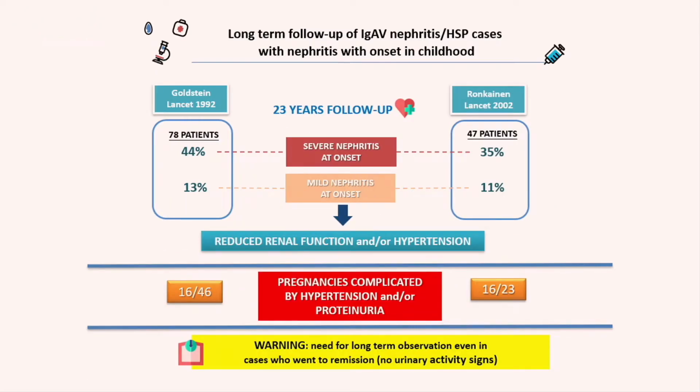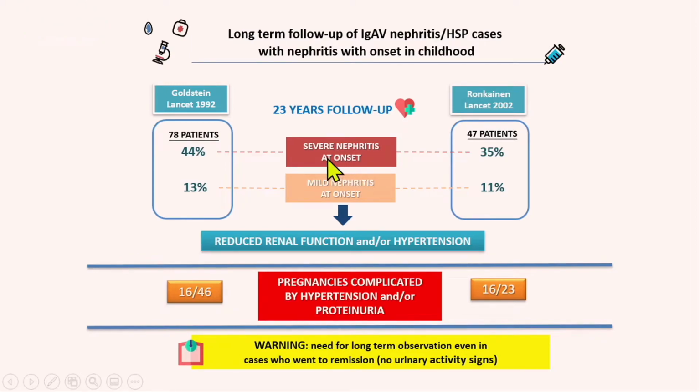Also, if you look at the important studies from Goldstein in 1992, as well as Rekola in the Lancet, they looked at long-term follow-up of patients with IgA-VN nephritis with onset in childhood, and they followed them up for 23 years, a very long follow-up. A substantial percentage of patients have reduced kidney function and also hypertension, as you can see, 44% here. Patients with severe nephritis at the onset tend to have problems when they go into adulthood.